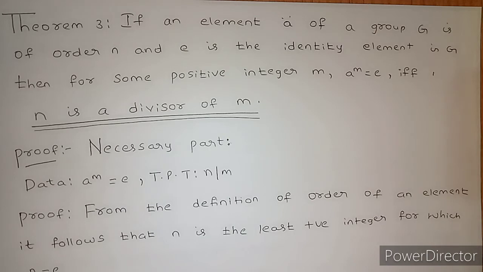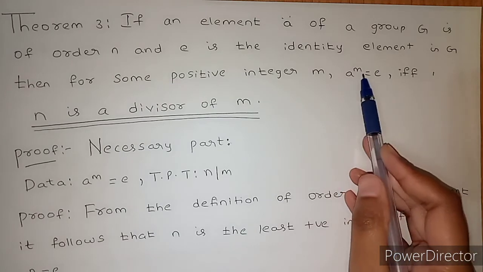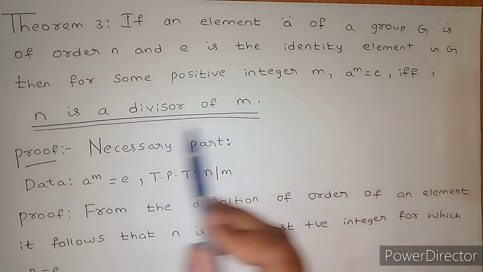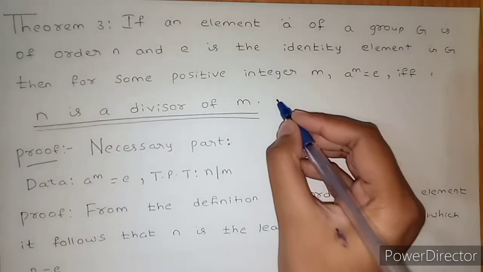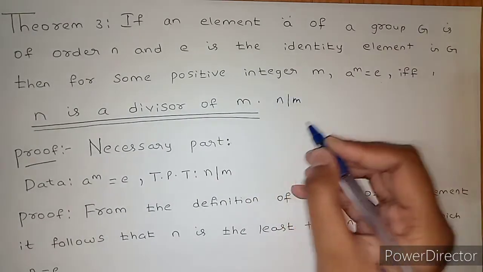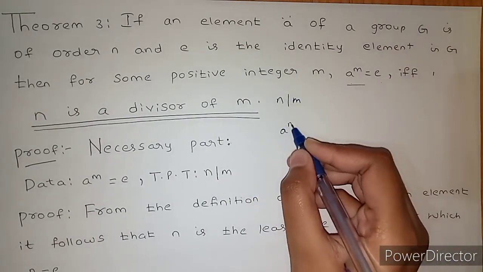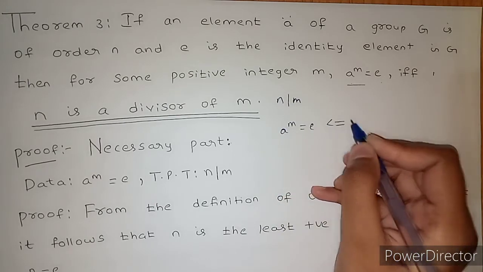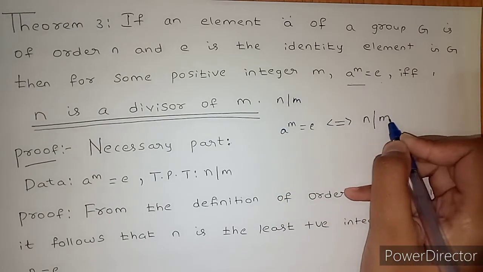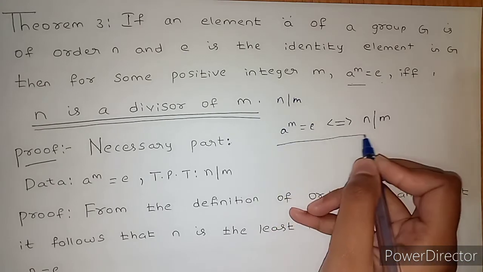If an element A of a group G, that means A belongs to G, is of order N, order of A is equal to N, and E is the identity element in G, that means E belongs to G, then for some positive integer M, A^M is equal to E, A power M is E, if and only if N is a divisor of M, that means N divides M. That means here A power M is equal to E if and only if N divides M. Okay, we have to prove this.